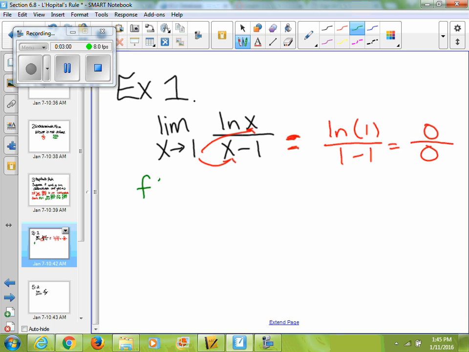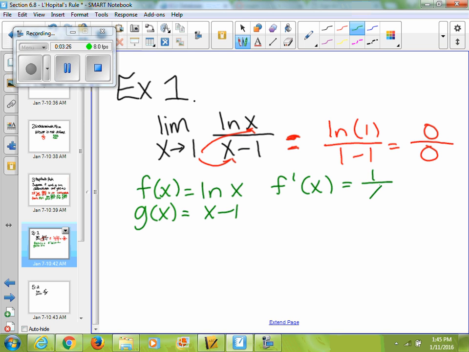So if I let f of x be the natural log of x, and g of x be x minus 1, then what's f prime of x? What's my derivative of the natural log of x? Anybody remember what the derivative of natural log is? 1 over x. The derivative of natural log of x is 1 over x. And what's my derivative of x minus 1?